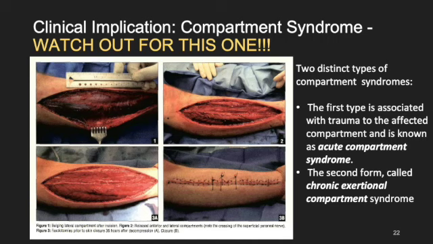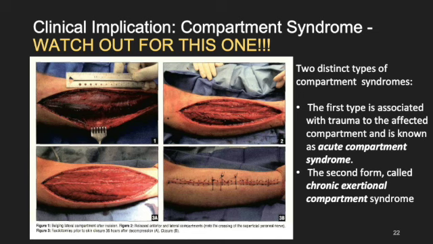Now I fully understand this picture is a little bit of a shock. Here's the reason I'm putting it up there. Watch out for compartment syndrome. Compartment syndrome will come into your clinic. Compartment syndrome will look like a stress fracture. Compartment syndrome will look like an ankle sprain sometimes, or some sort of weird tendonitis.